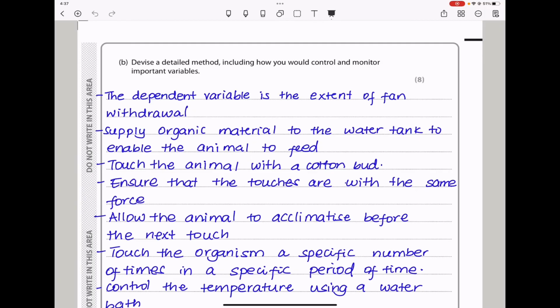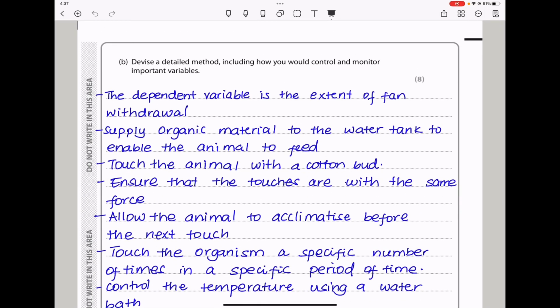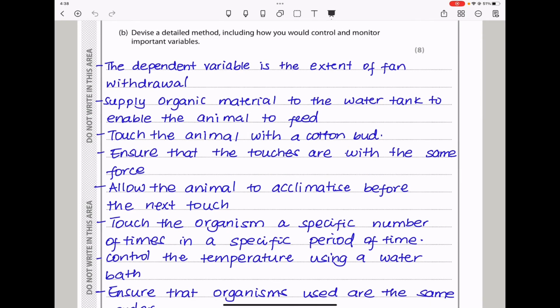Moving on. Here they say, devise a detailed method including how you would control and monitor important variables. So here we have to find how we're going to vary the independent variable, how we're going to measure the dependent variable, how we're going to keep some conditions constant, and in what time the experiment is going to be carried out. So I say the dependent variable is the extent of fan withdrawal. Here we need to supply organic material to the water tank to enable the animal to feed. We need to touch the animal with a cotton bud. This is so that it is not hurt in the process of touching it.